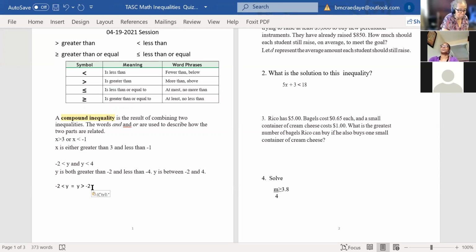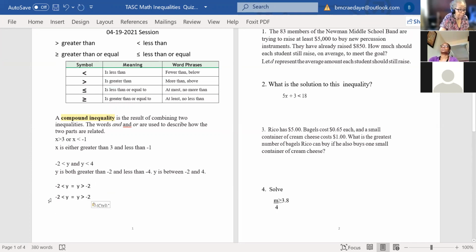So if minus 2 is less than y, then y is greater than negative 2. Or you could do it with a positive number. Let's just copy this again and see if it's making sense to you. Let's say this is a 9. 9 is less than y, then y is greater than 9.